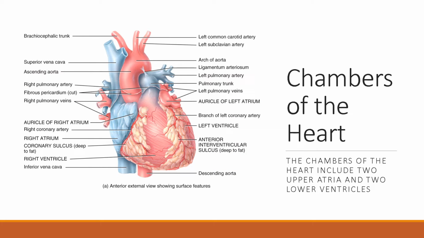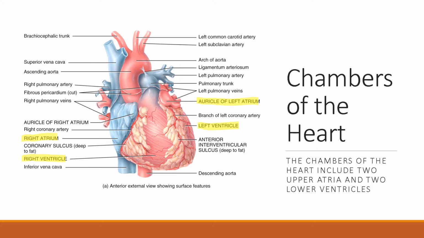Now, the heart has 4 chambers. The superior 2 chambers are the atria. So we have a right atrium and a left atrium, which is kind of in the back here. And then the 2 inferior pumping chambers are the ventricles, right ventricle and a left ventricle.